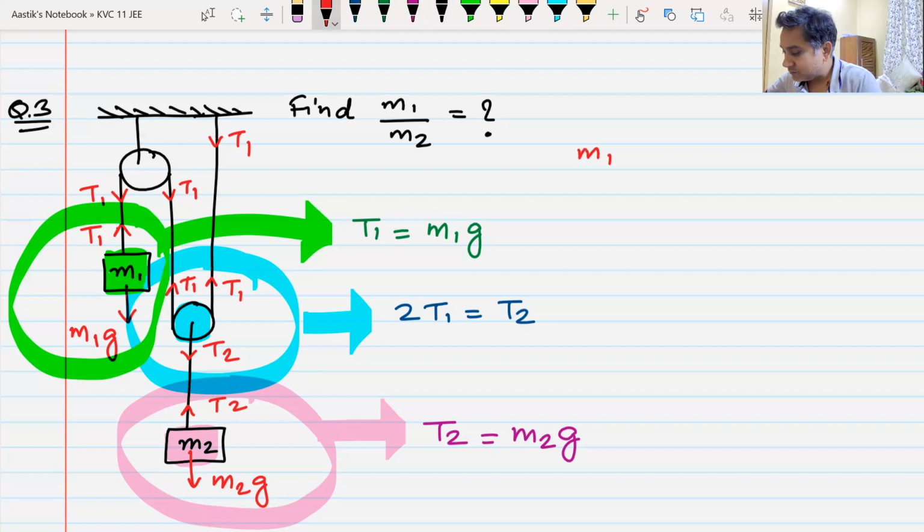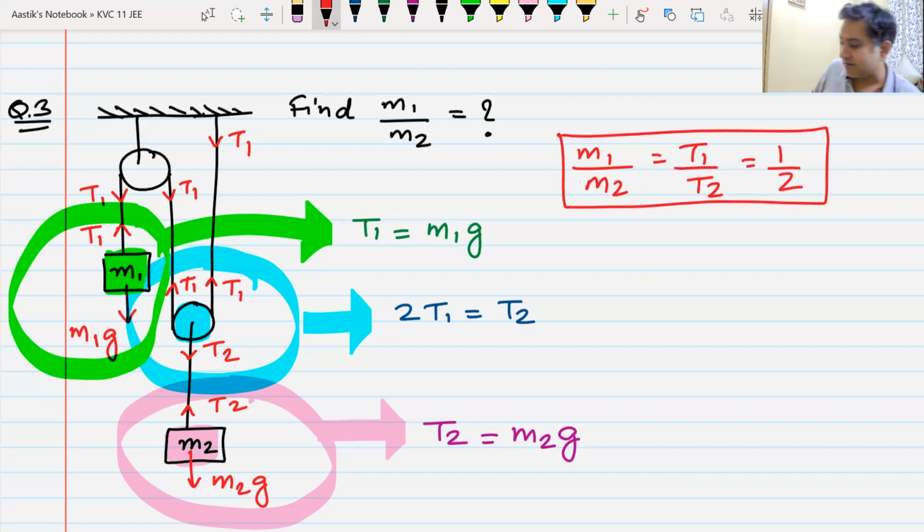Now combine everything and you will get the relation. M1 by M2 is nothing but T1 by T2. And T1 by T2 is half. So that is your answer that you are looking at. Do we understand this? Yes or no?